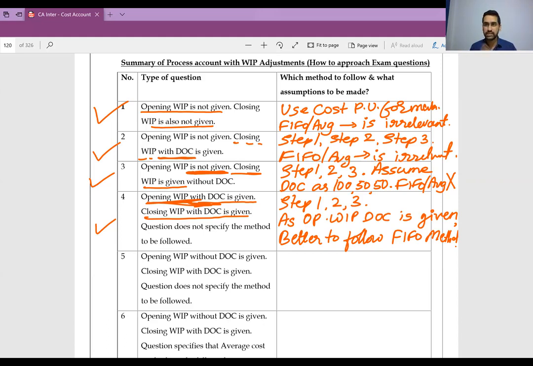To follow average cost method, you don't need opening WIP DOC. When they give it in the question, indirectly that was a hint. They wanted you to work out under FIFO method. Don't be a rebel student and give a note saying I'm ignoring the given information and using my own method. Please don't do it. Okay, sir.